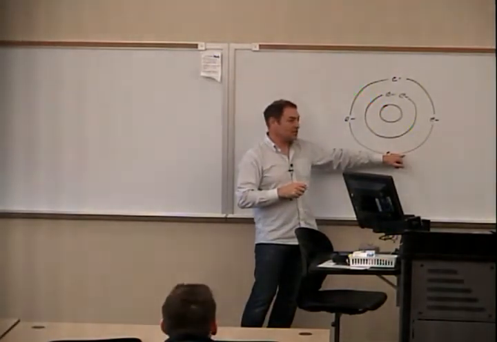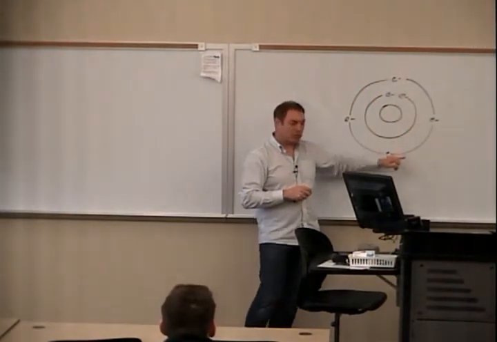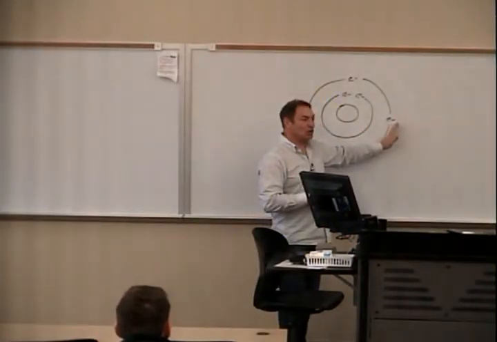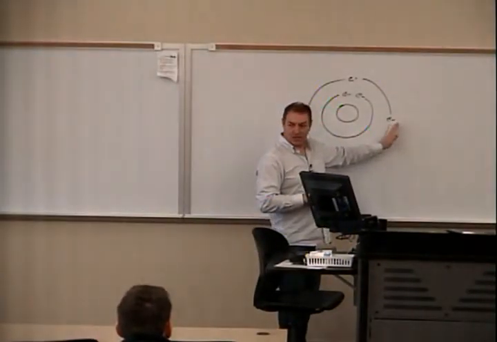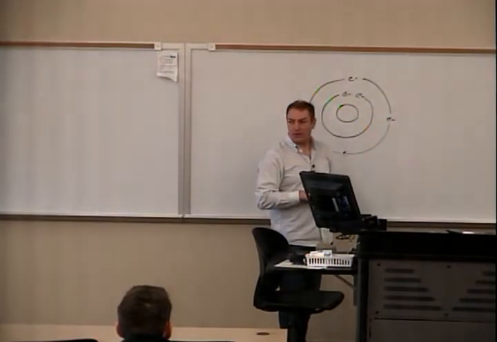What's going on with neon's outer shell? It's totally full. Can it have any more electrons in it? No. No vacancy. All right. So here's the deal. When you have a full outer shell, you tend to be very stable. That's a stable place to be.